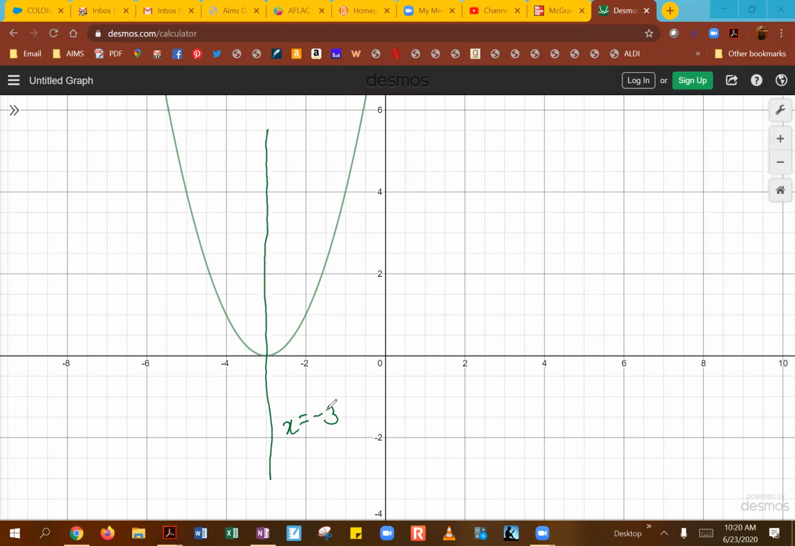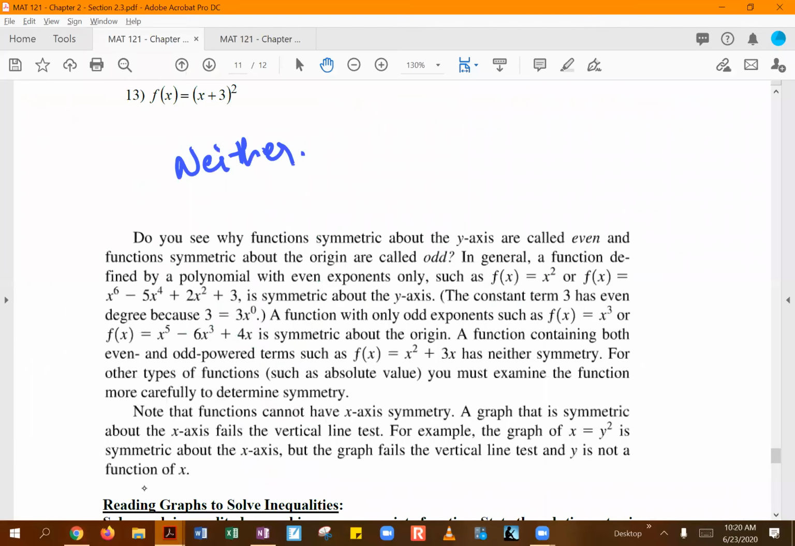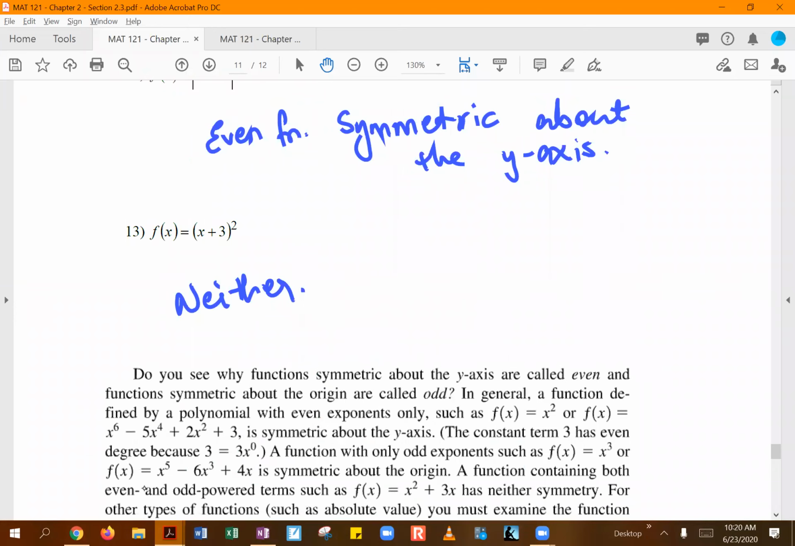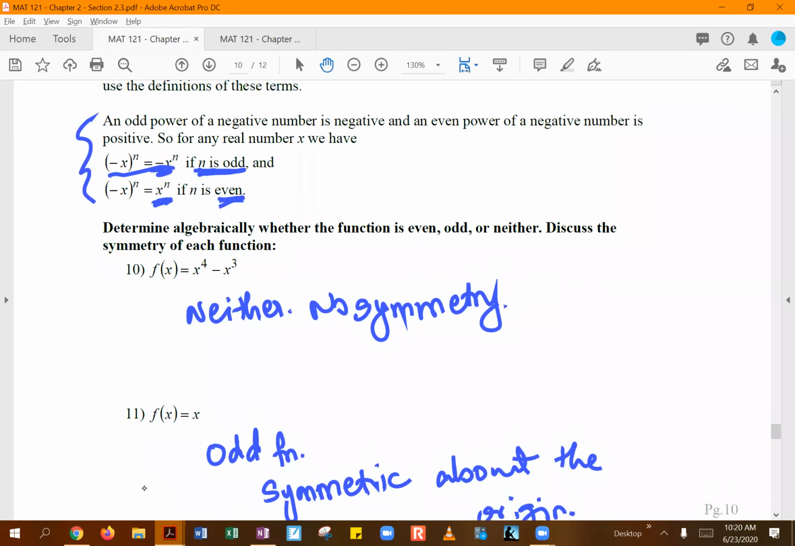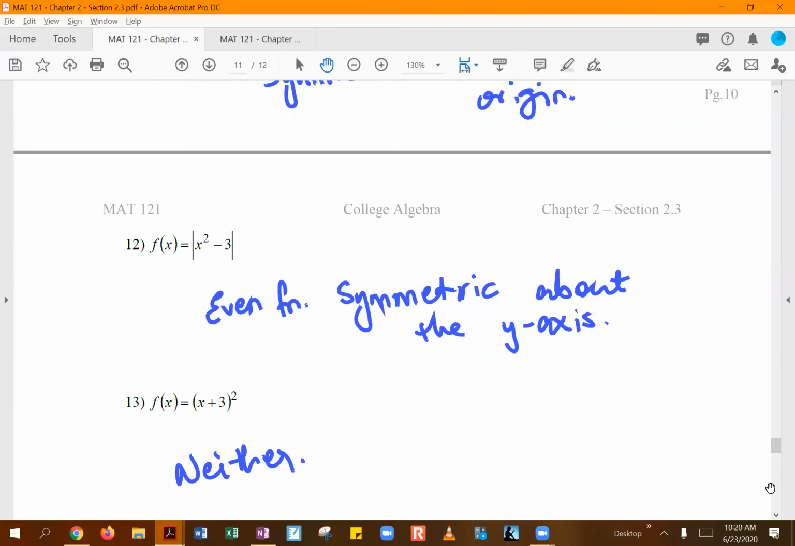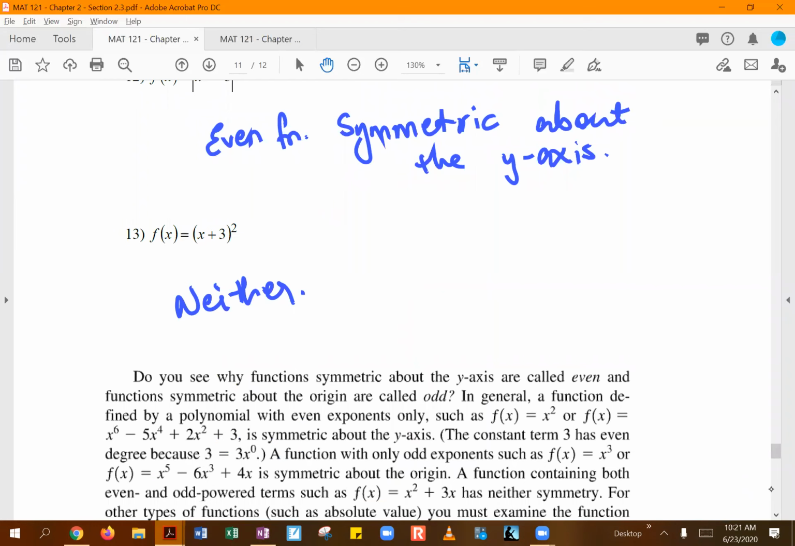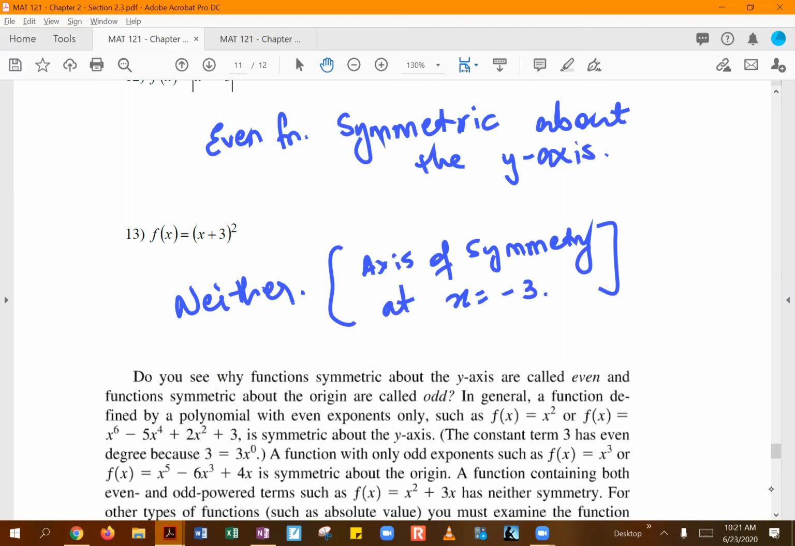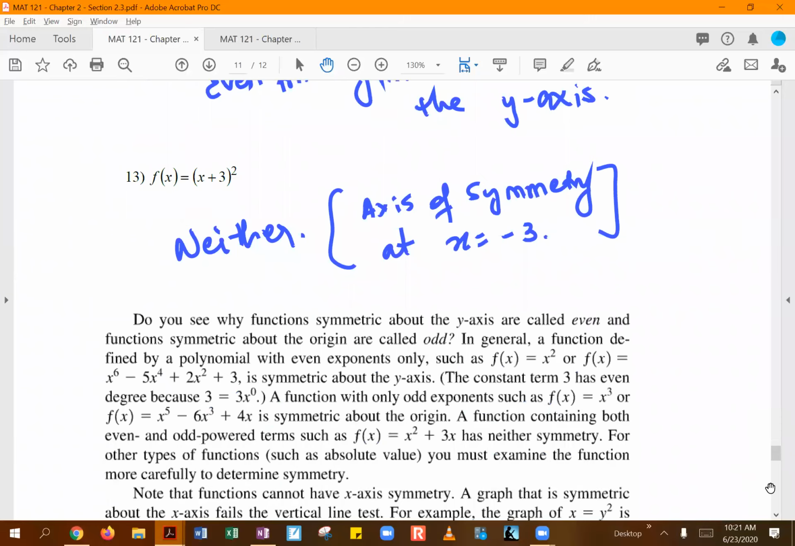So it's just a matter of, because they only want us to talk about the y-axis or the origin, in terms of that, it does not have symmetry, but it has its own symmetry. It's just a little bit different, but in this context, they just want to know if it's odd, even, or neither. So technically, it has no symmetry, or you can think of it as having an axis of symmetry at the line x equals -3. It's just not at the origin or the y-axis.